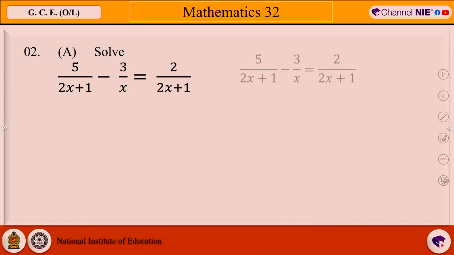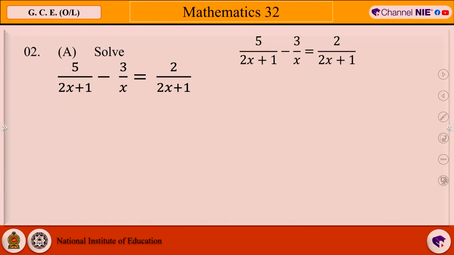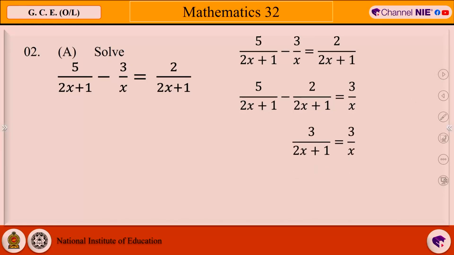I know that all of you have done this correctly. Check whether your answer is correct. Here, first we have to take the fractions with equal denominators to one side of the equal sign. So, after that you can make it one fraction.